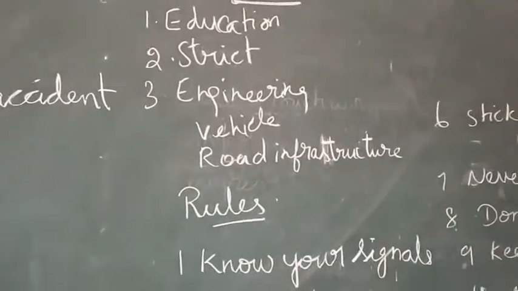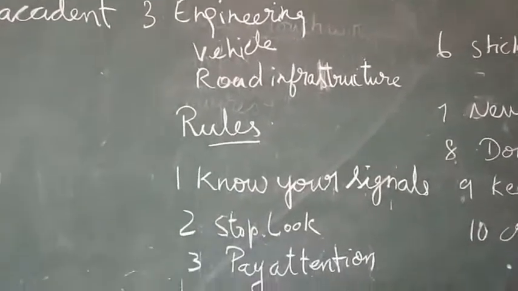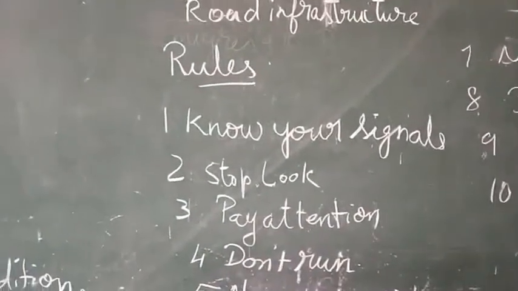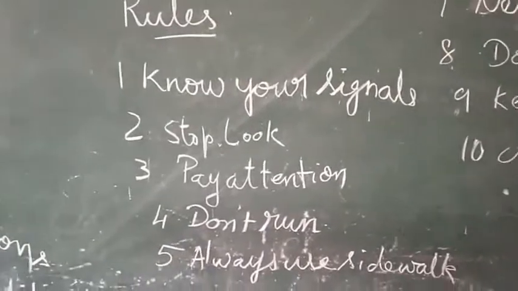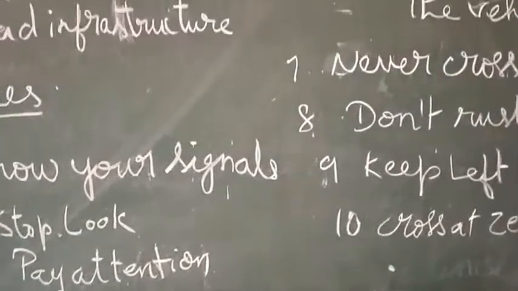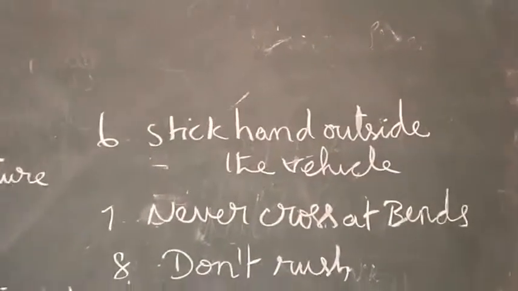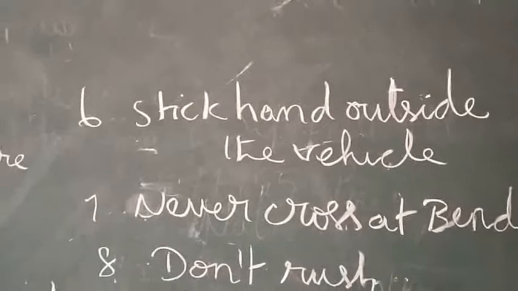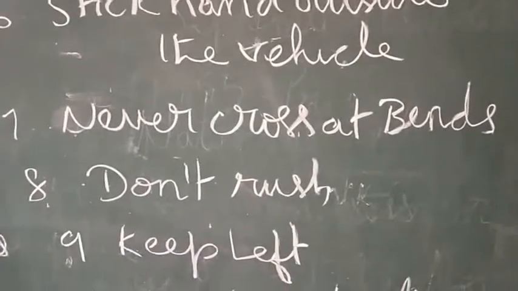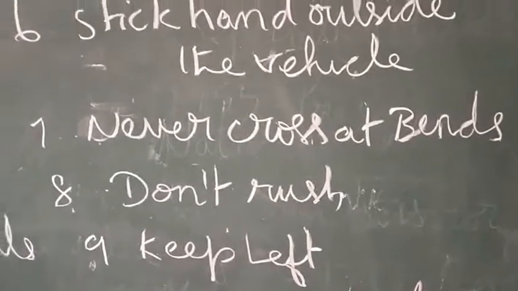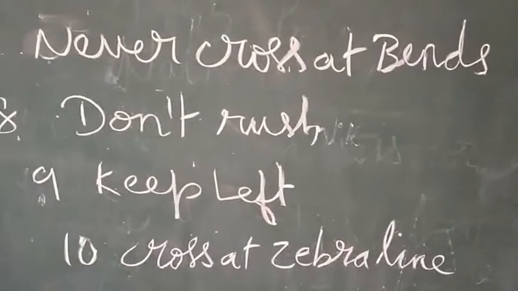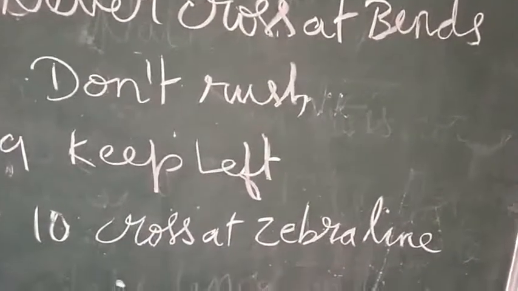When you come to the rules, you have to know your signals: stop, look and go. We have to pay attention while on the road. You should not run on the road. Always keep to the sidewalk. Sticking a hand outside the vehicle should not be done. Never cross at the bends. Don't rush while driving or while walking. Always keep left and cross at the zebra crossing.